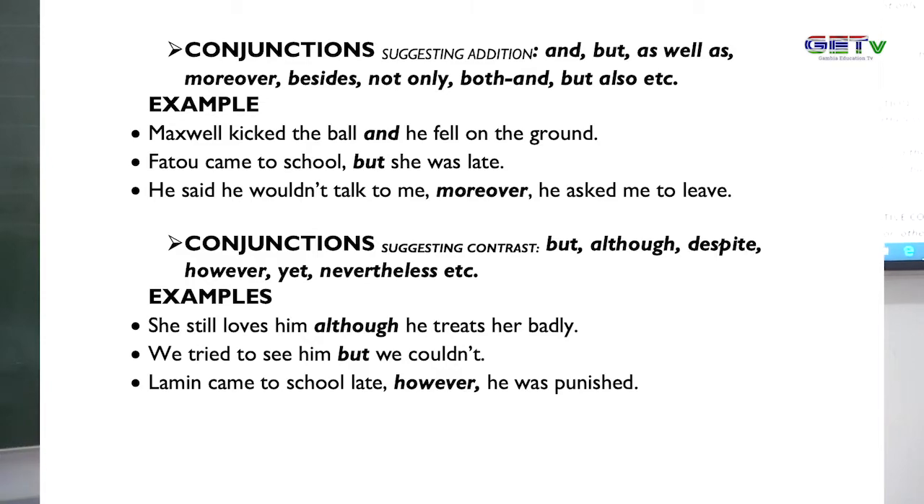Two: We tried to see him, but we couldn't. Also, when you look at the word "but", it is connecting the two, but it is in contrast form.